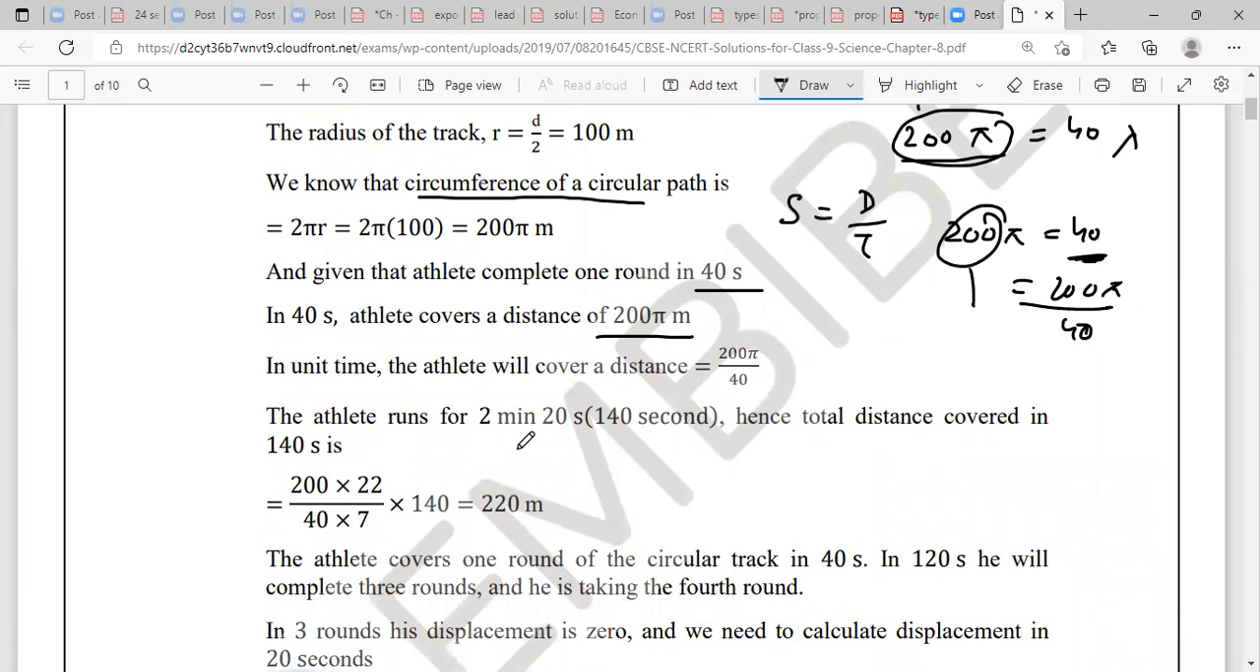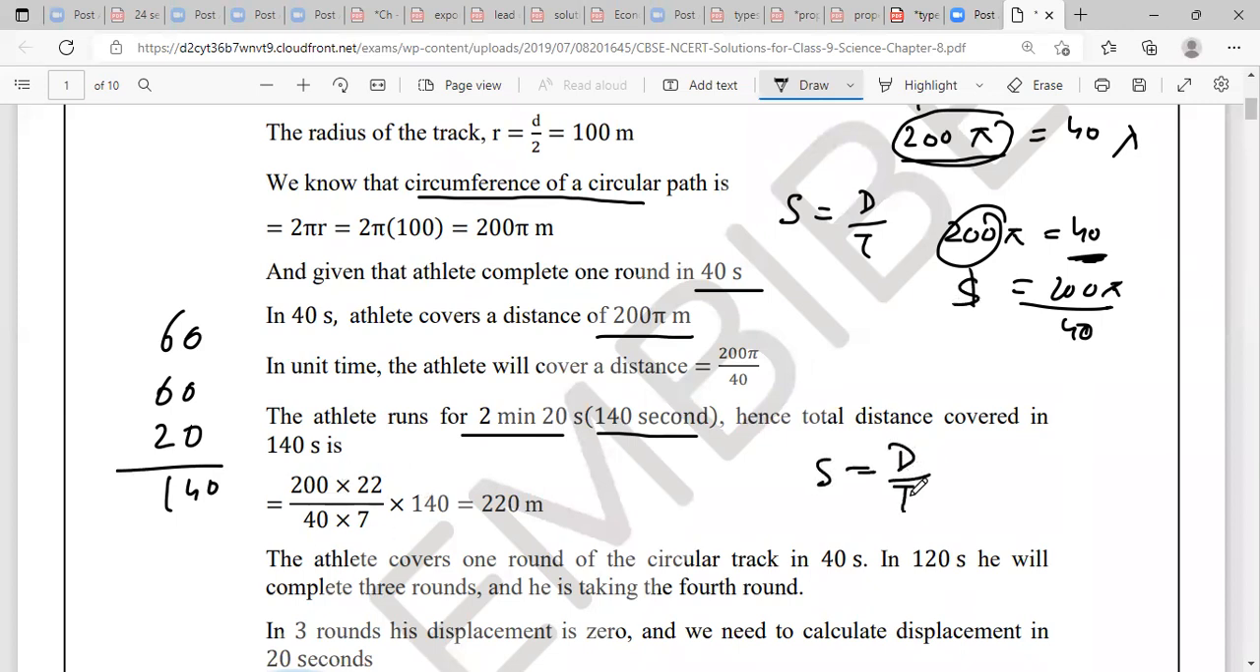Now the athlete is running for 2 minutes 20 seconds. So he is running 140 seconds. 2 minutes is 120 and 20 seconds, so it is 140. So 200 pi upon 40 is the speed. Now what is the formula? Speed equals distance upon time. You have to find the distance, so distance is going to be speed multiplied by time.